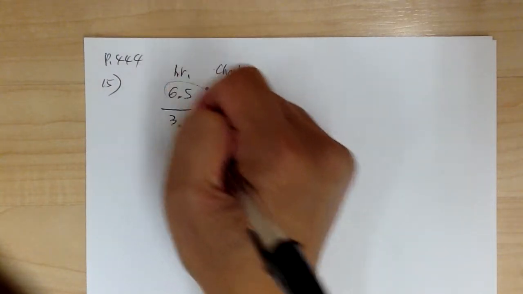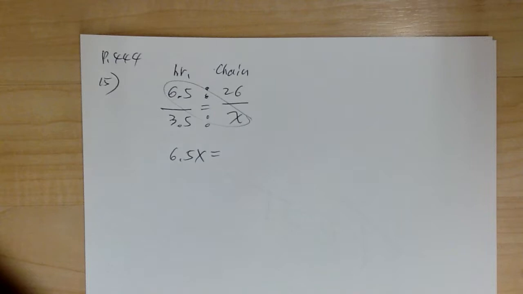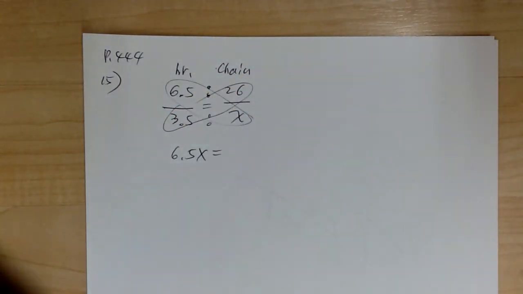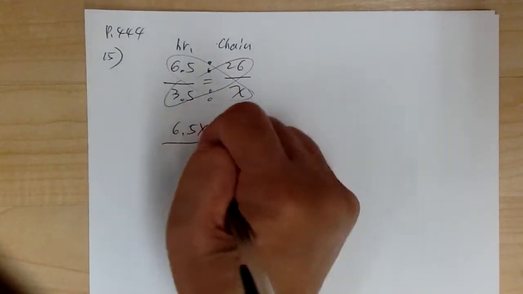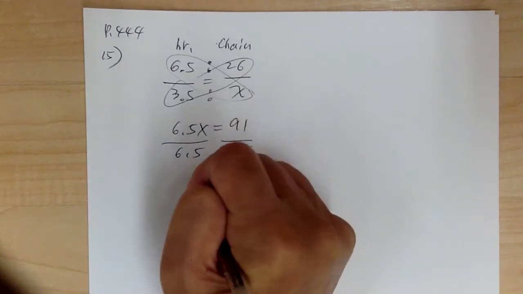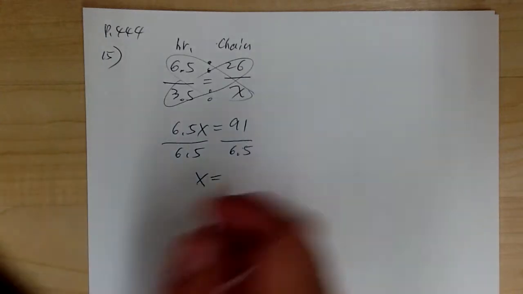So it's cross multiply, so you've got 6.5x equal to 3.5 times 26, which equals 91. Then you divide by 6.5, so x will equal 14.